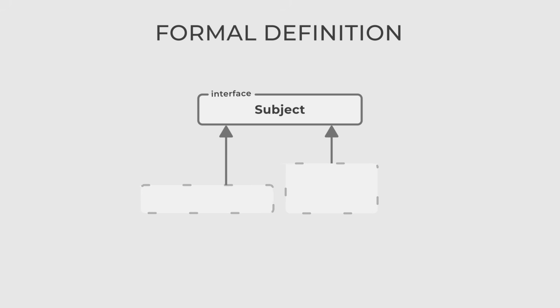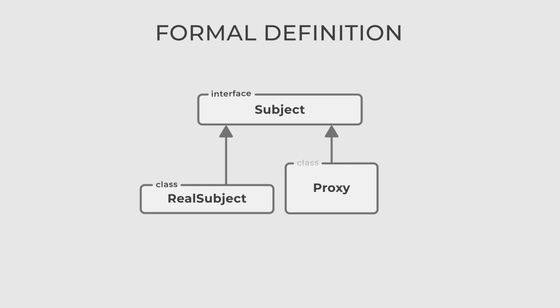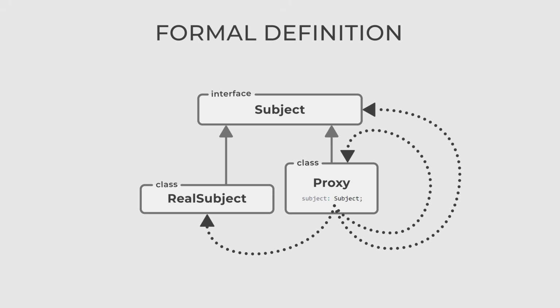This allows you to use a proxy instead of a real object. Real subject is a class that represents the real object or service that the proxy controls access to. And of course, proxy, a class that implements the same interface as the subject. It contains a reference to the real subject and controls access to it, adding any necessary functionality.